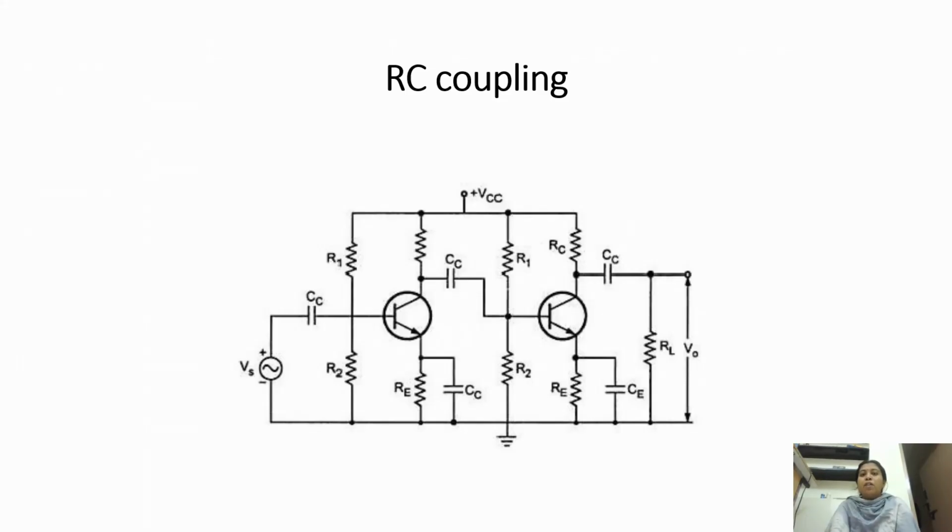In this video, we are going to discuss different types of coupling methods. The first method is RC coupling. The figure shows the RC coupling method using transistors. In this method, the output of the first stage is connected to the input of the next stage through a coupling capacitor and the resistive load.